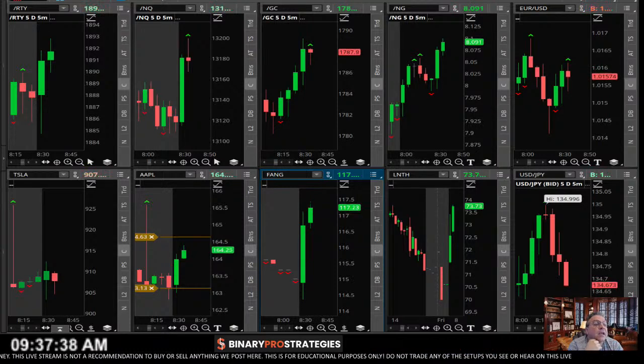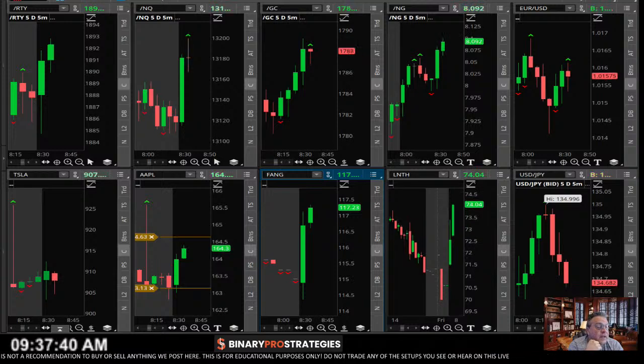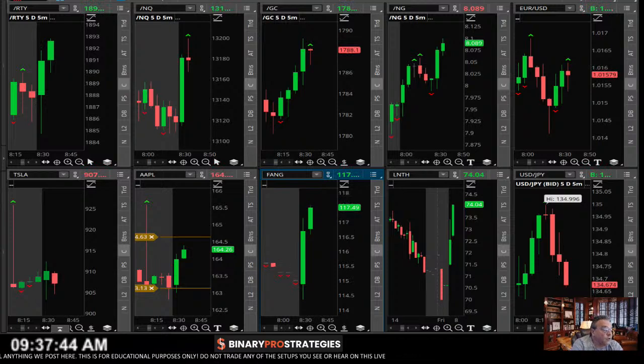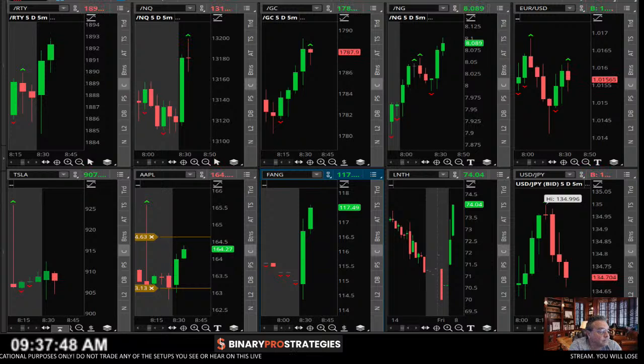We may get a buy coming up on the mini NASDAQ. Gonna watch that. Still long Apple, target 164.63.